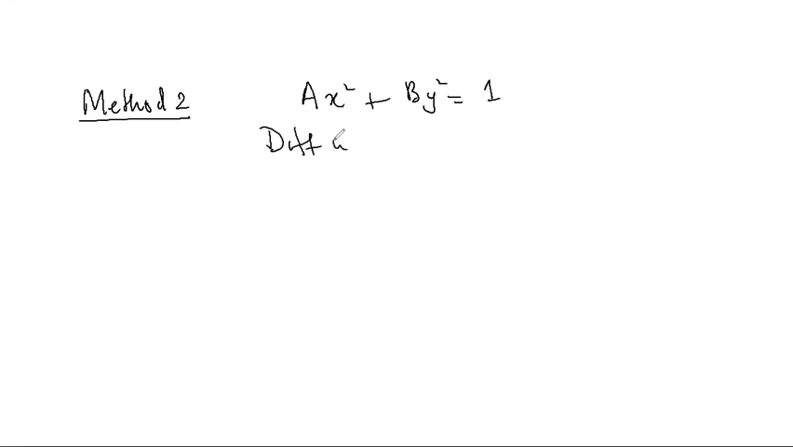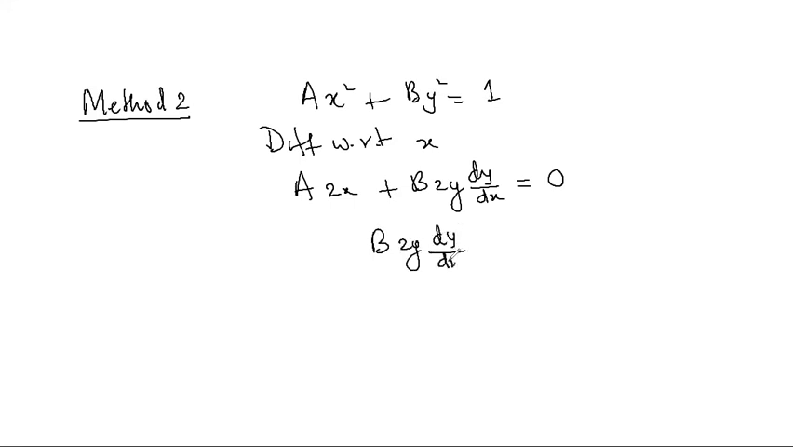In method 2, the first derivative I'm going to do like that only. Differentiate with respect to x. A into 2x, b into 2y dy by dx equal to 0. Now see what I'm going to do in the next step. B into 2y dy by dx is minus 2ax.